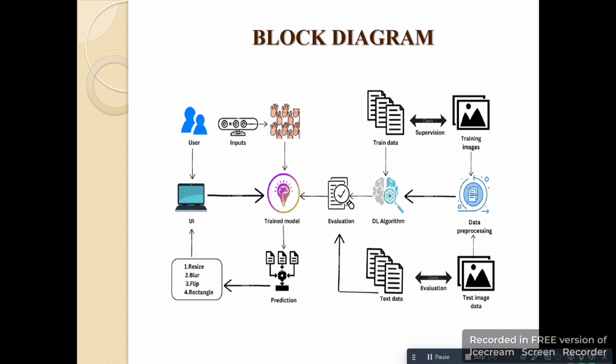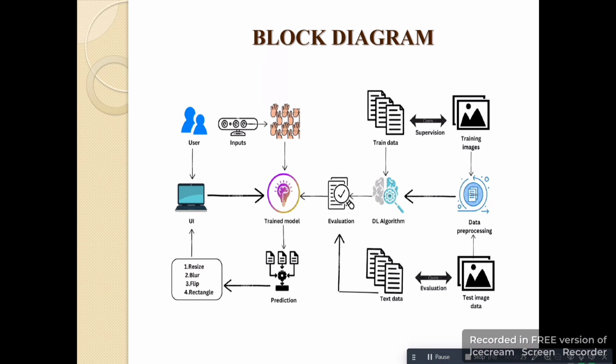Block diagram. In this, we first collect the data and we process the data because the data can be unstructured. After processing the data, we test and train the data using the CNN algorithm. In that, CNN is a convolutional neural network. After that, we evaluate the test and train data. For that, we have taken the test image data and we evaluate it.